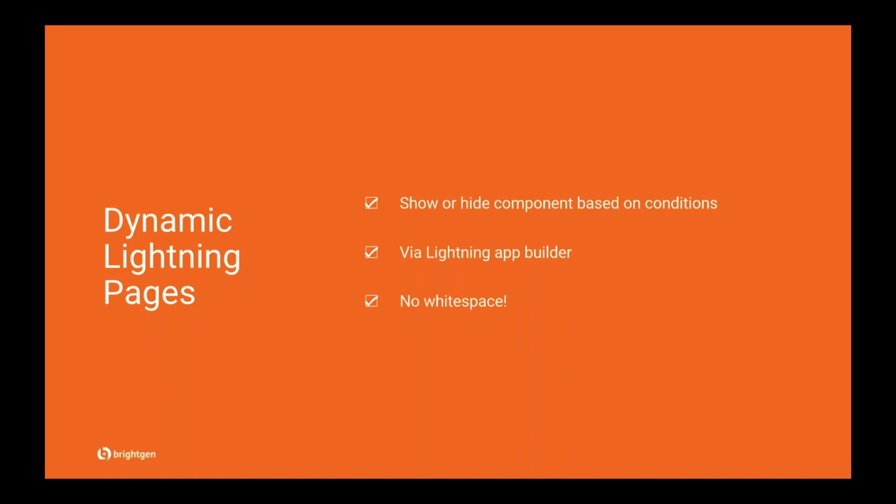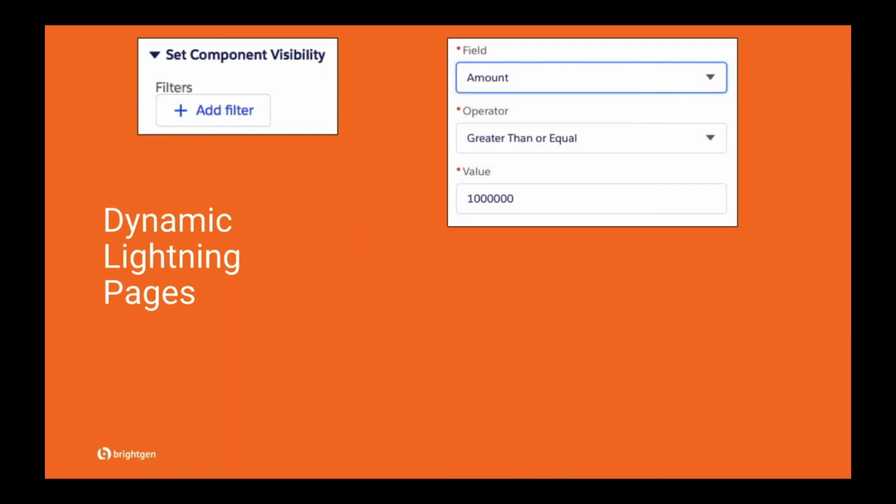Basically, if the component isn't there, the component doesn't appear, which I'll show on the next slide. So when you add a component, you have the option to set its visibility via filters. If you select the Add Filter button, it will open up a form that allows you to create a new filter. In this case, I've said the amount needs to be greater than or equal to 1 million before this component should display on an opportunity.